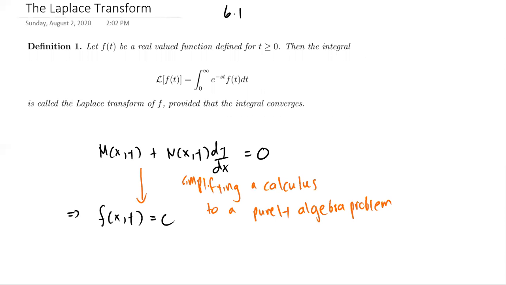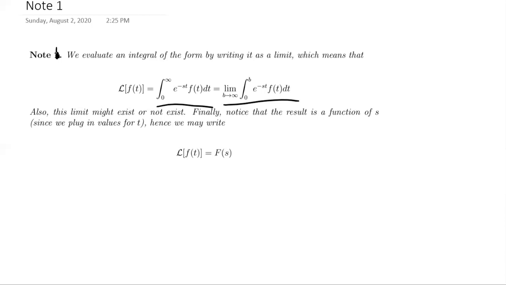Now, that brings me to the other point. Here it says that this is the Laplace transform of a function f, provided that the integral converges. If you remember, an improper integral doesn't necessarily have to converge. We can see it more easily if we look at this form of the integral. We're taking the limit of an expression.